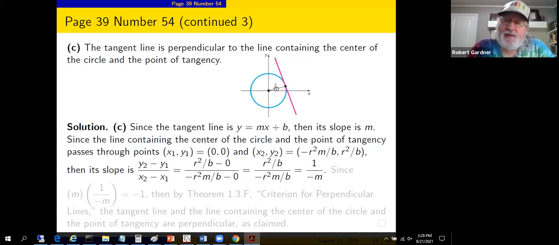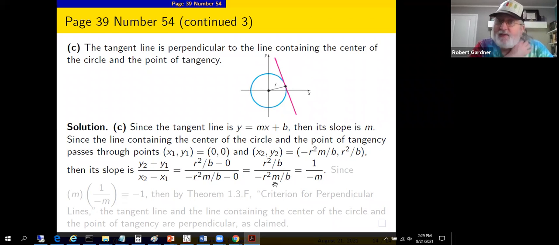There are 2 points on this line passing through the center and the point of tangency. I can find the slope using 2 points. We'll take y2 minus y1, that would be r squared over b minus 0, over x2 minus x1, that would be this thing minus 0. Drop the zeros and simplify. R squared over b in the numerator, negative r squared m over b in the denominator. The b's cancel, the r squareds cancel, and they're in corresponding positions. That leaves you with a negative and an m in the denominator, a 1 over negative m. So the slope of this line is negative 1 over m.